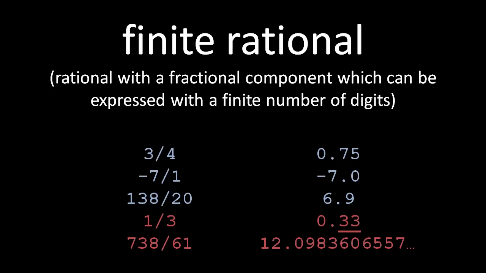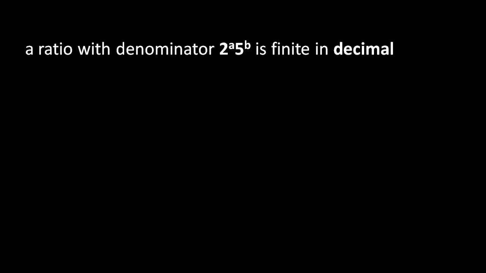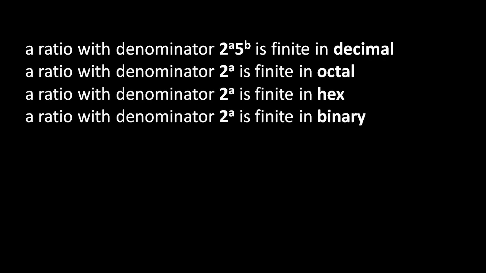There's actually a relatively simple formula we can use to determine whether a ratio is finite in a particular number base. The rule is that if the denominator of a ratio is a product of a set of factors of the number base, not including the number base itself, each multiplied by some set of exponents, then that ratio is finite in that number base. For example, any ratio with a denominator of 40 is finite in decimal because 2 to the 3rd times 5 to the 1st is 40, and 2 and 5 are factors that produce 10, and 3 and 1 are both non-zero positive exponents.